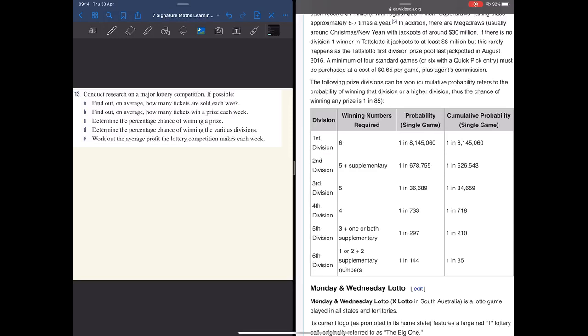So if they pull 6 numbers out and you get 6 numbers, you've picked the exact 6 numbers that were picked out of the lottery, you get the first division, whatever the prize is. Second division, it's 1 in 678,755. Wow. So how would I write this for part A? Part A, find out on average how many tickets are sold each week. Oh, man, that's a hard one.